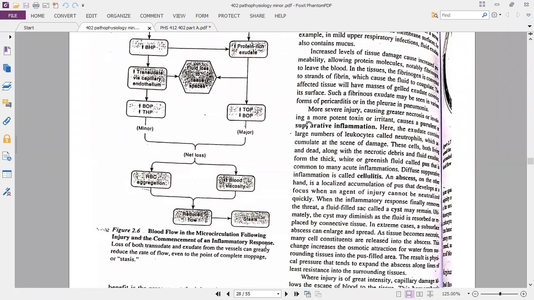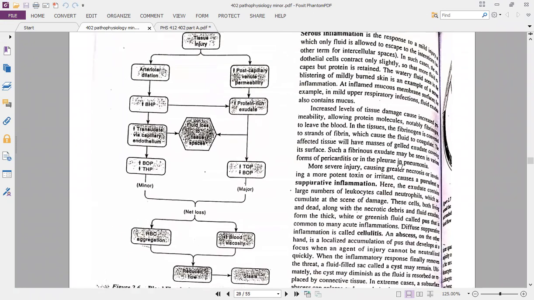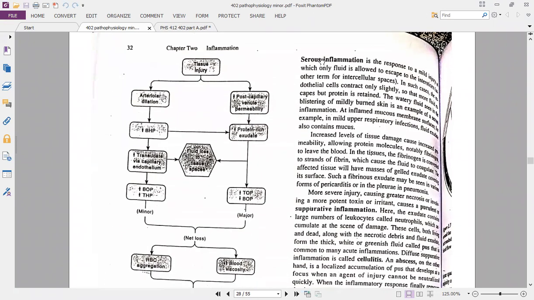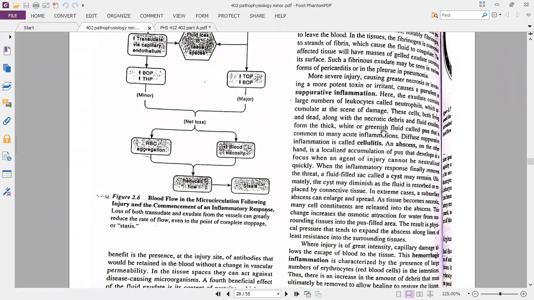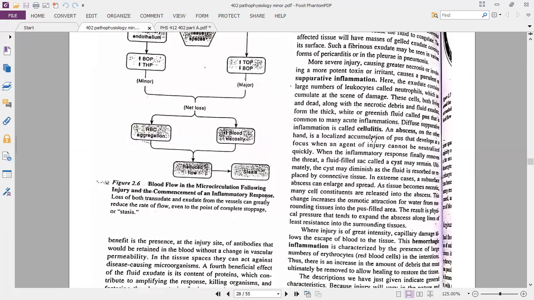Pus formation is a characteristic feature of suppurative inflammation; purulent is the other name for suppurative inflammation. These do not form in serous inflammation. In serous inflammation, there is no pus formation, just a watery fluid goes there. Then at times diffuse suppurative inflammation is also called cellulitis. You might have heard this term before as well.